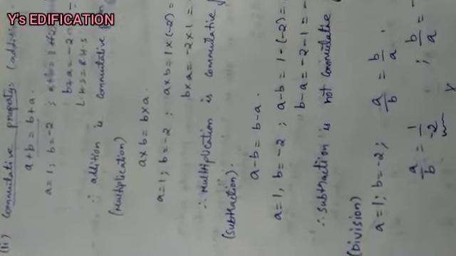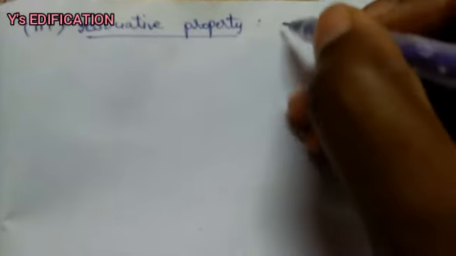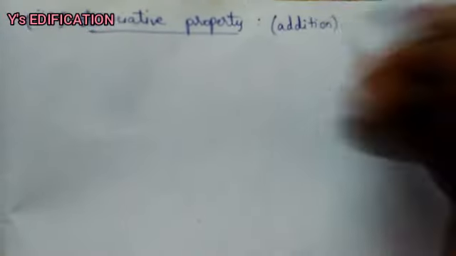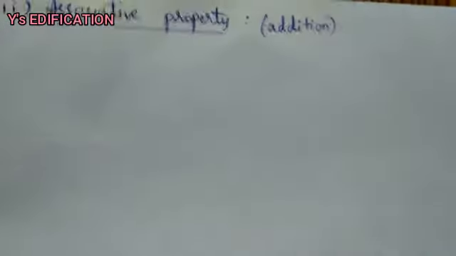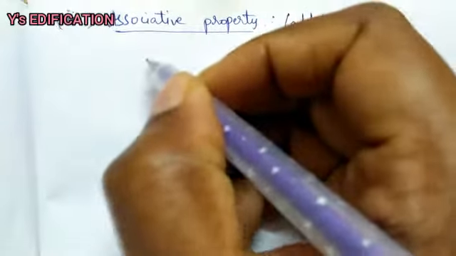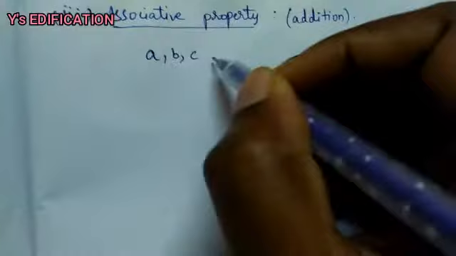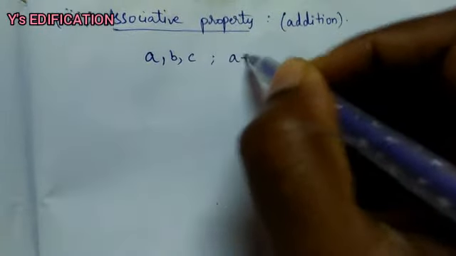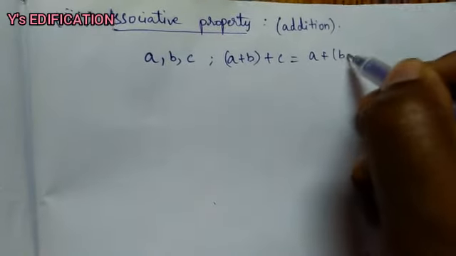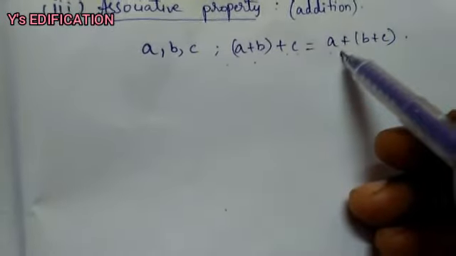And the next property we are going to see is associative property. Okay, the third property is associative property. So in this one, first I am going to do with the addition. Let me tell you the formula. Let me take three integers a, b, c. The condition is (a + b) + c must be equal to a + (b + c).